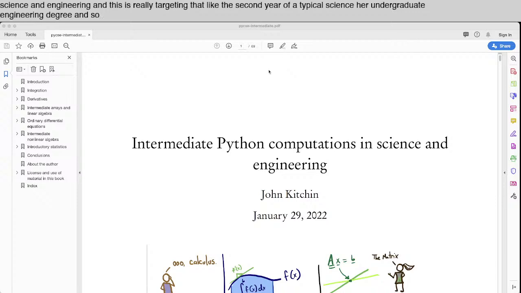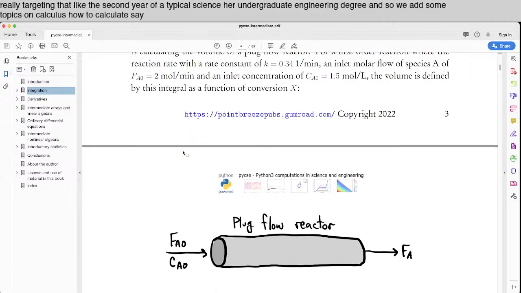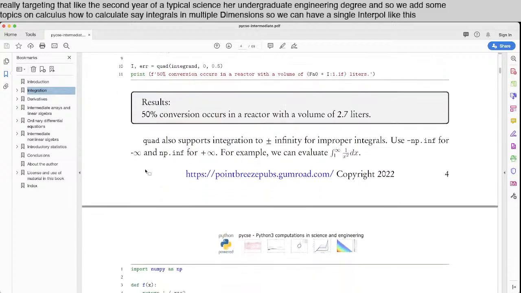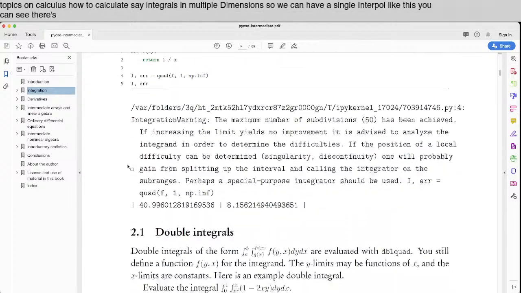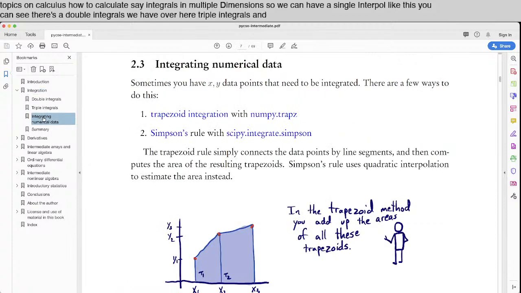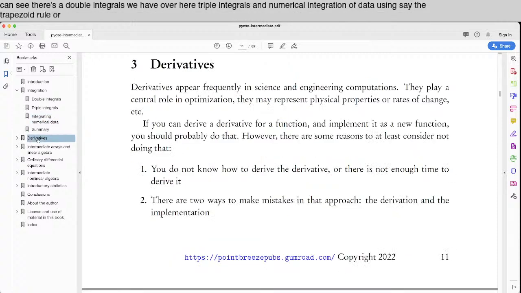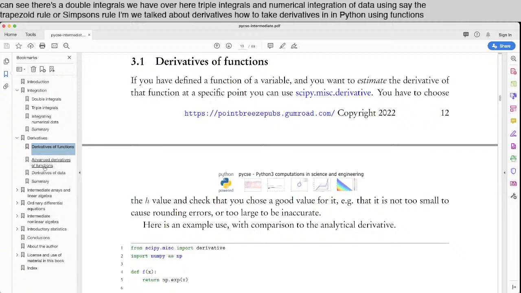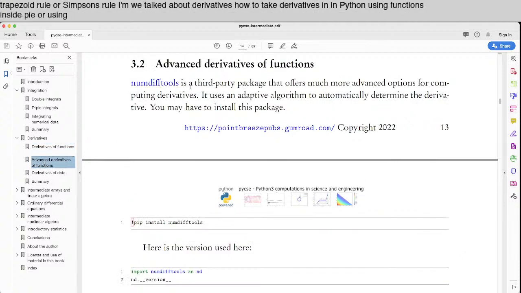And so we add some topics on calculus, how to calculate, say, integrals in multiple dimensions. So we can have a single integral like this. You can see there's double integrals. We have over here triple integrals and numerical integration of data using, say, the trapezoid rule or Simpson's rule. We talk about derivatives, how to take derivatives in Python using functions in SciPy or using a package called numdifftools that is very good for that.